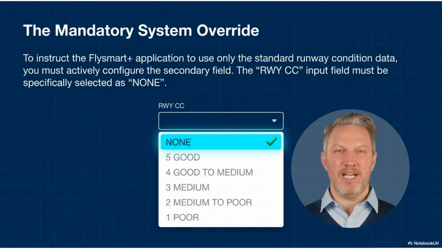To instruct the application to use only the standard runway data, you must actively configure the secondary field. The RWYCC input field must be specifically selected as none. Failing to do this can lead to conflicting data points in your final calculation.